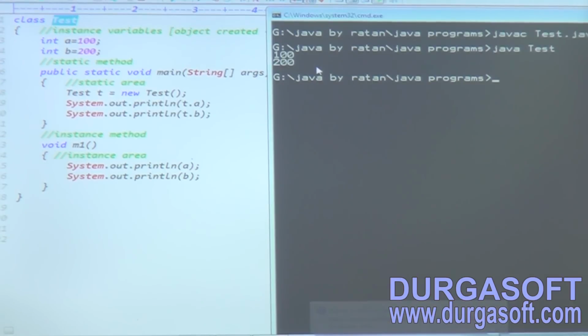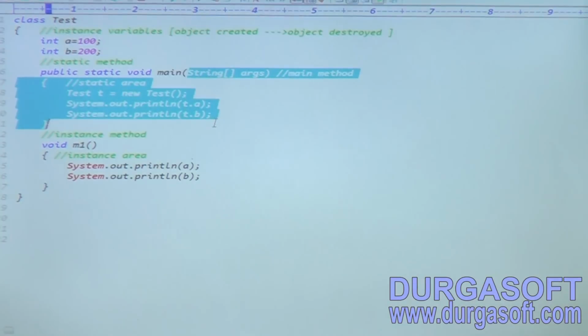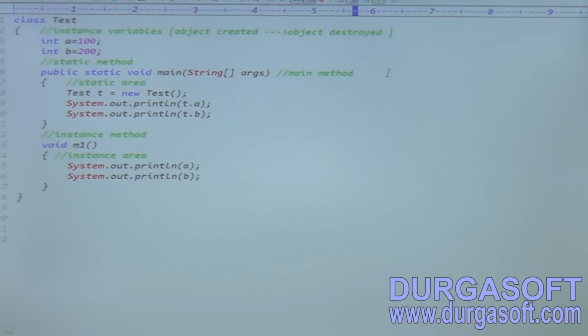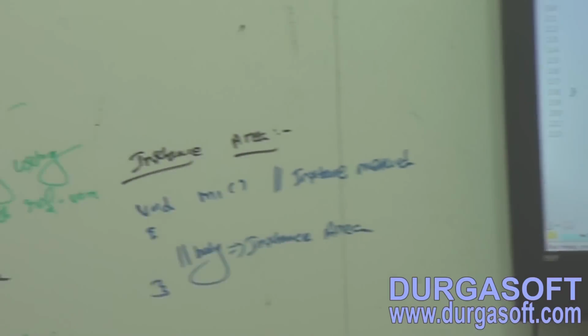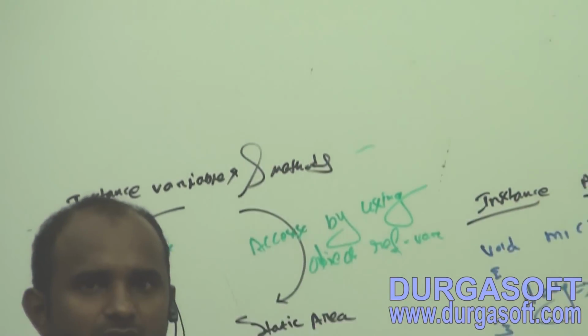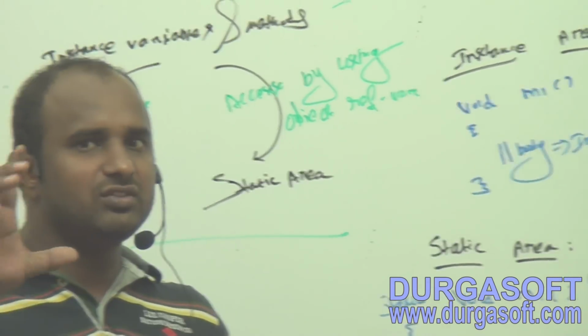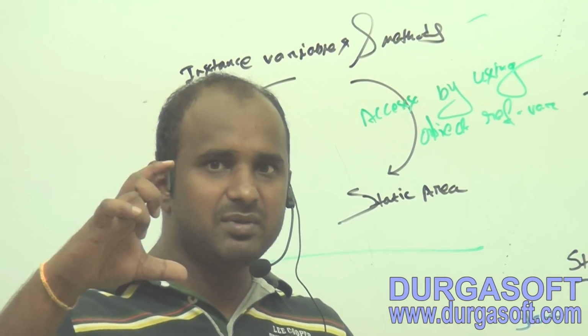Guess the reason here. Simple point: execution starts from the main method. The JVM is responsible to execute only the main method. Always the program execution starts from the main method, so the JVM executes only the statements present in the main method.